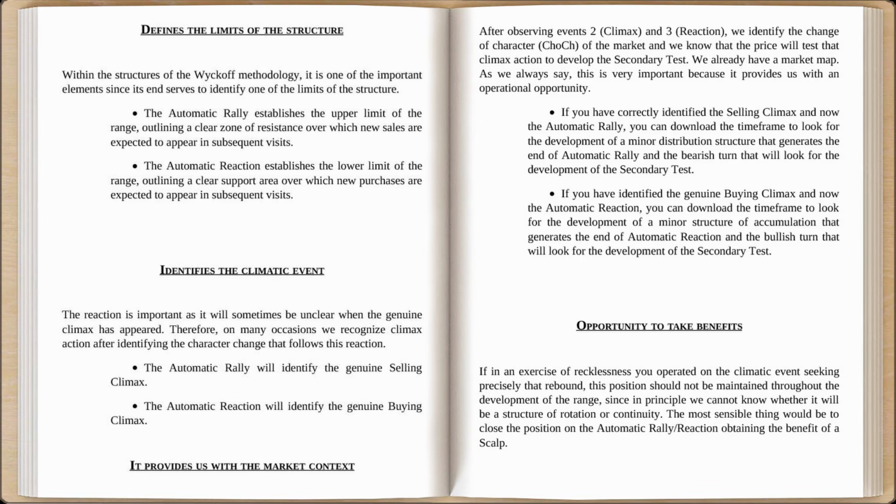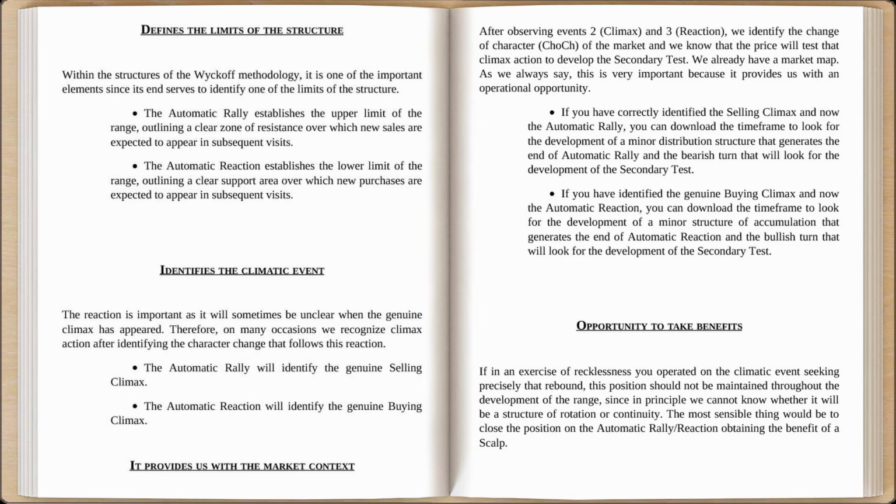It provides us with the market context. After observing events 2, climax, and 3, reaction, we identify the change of character, CH, of the market, and we know that the price will test that climax action to develop the secondary test. We already have a market map. As we always say, this is very important because it provides us with an operational opportunity.